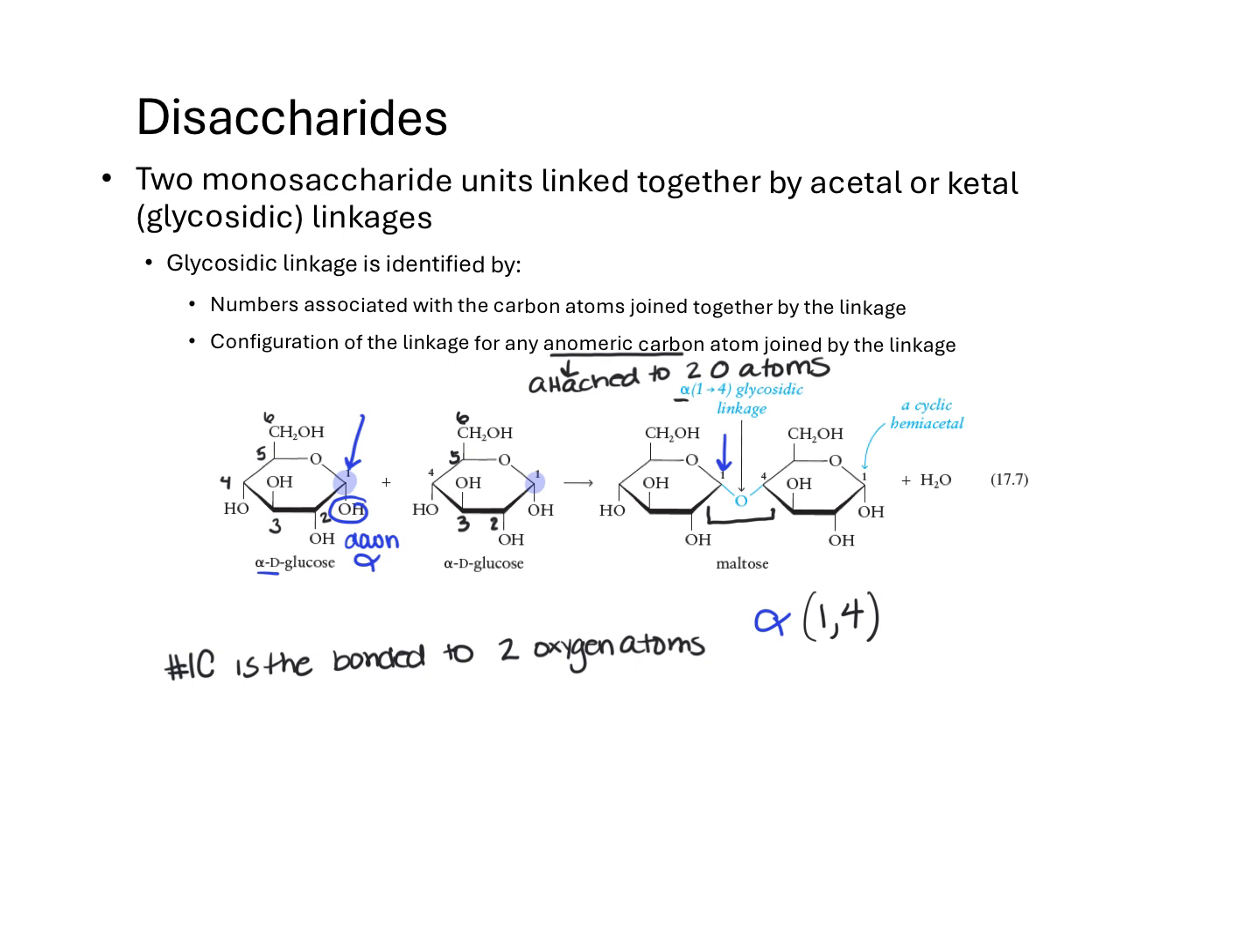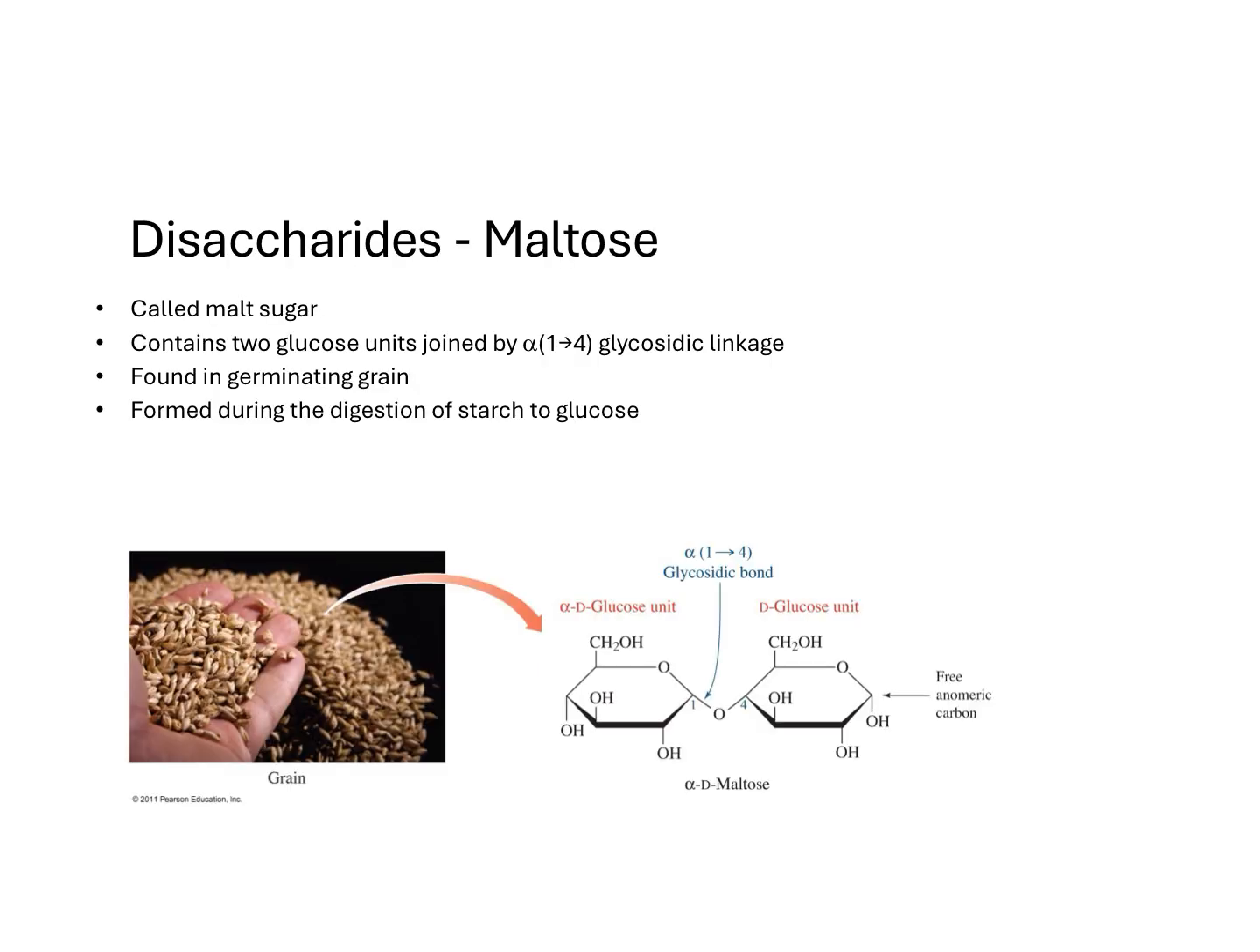And that's important because sometimes, particularly if we're eating these, our bodies can only digest certain ways that these bonds are, either alpha or beta. All right, let's talk about some important disaccharides. Maltose is one that we will run into. It's called malt sugar. It contains 2 glucose units that are joined by an alpha 1,4 glycosidic linkage.